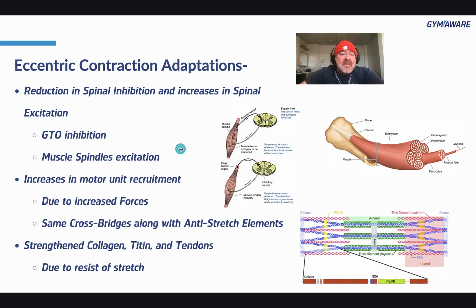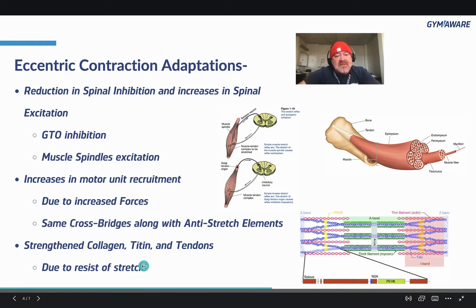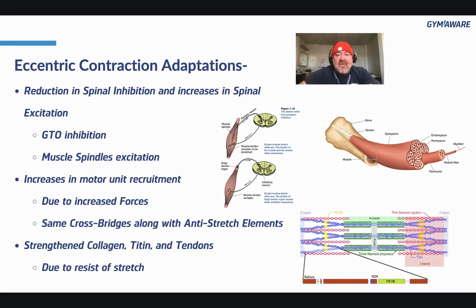Increases in motor unit recruitment due to maximal amounts of force, because not only are you able to recruit the motor units you do in your concentric contractions, but the anti-stretch elements like the titin, the nebulin, the tendons, and all the collagen that surrounds the muscles are actually going to aid in that ability to produce force. So you're going to get more and more motor unit recruitment. You're going to strengthen collagen, titin, and tendons due to the resistance to stretch, which is great for elasticity and overall athleticism. Jumping high, running fast. It's a good thing.